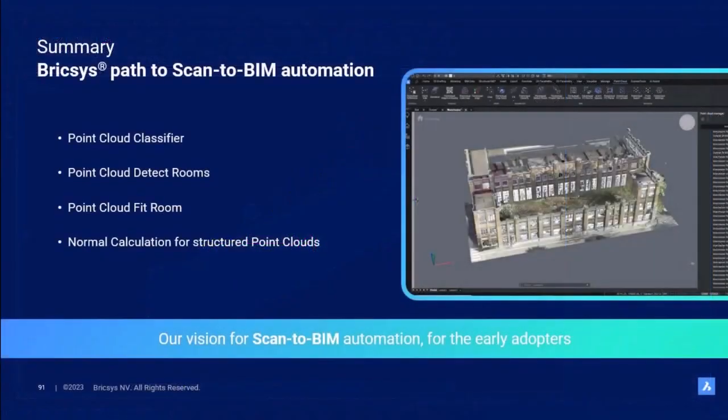To summarize, the Bricsys path to scan-to-BIM automation includes the new Point Cloud Classifier, a tool that classifies the points of the point cloud. With Point Clouds Detect Rooms, we are able to detect the rooms that are inside the volume section and then use the Fit Room feature to create 3D solids that represent the room geometry. The calculation of the HSPC normals completes the list of the new V24 features that outline the vision for scan-to-BIM automation for the early adopters.